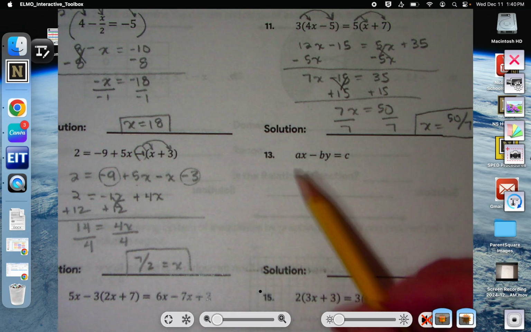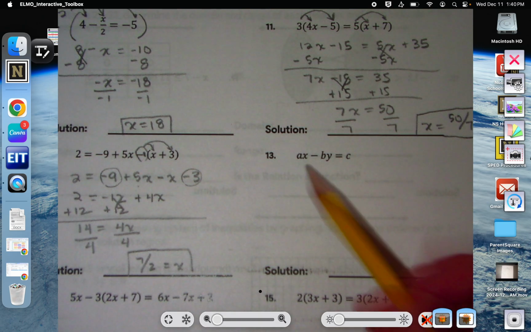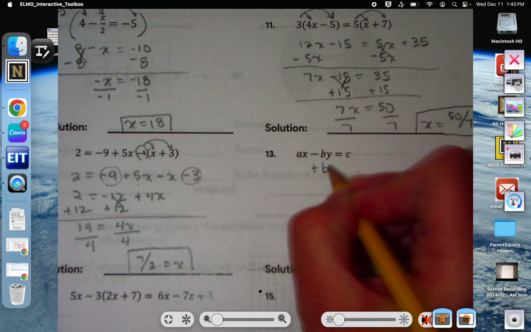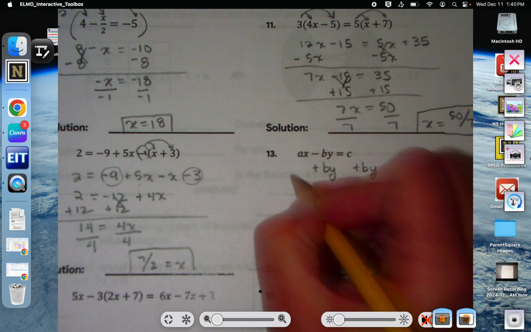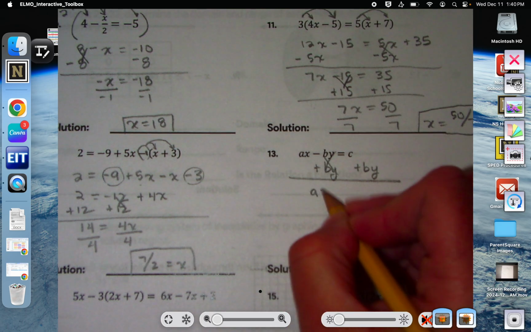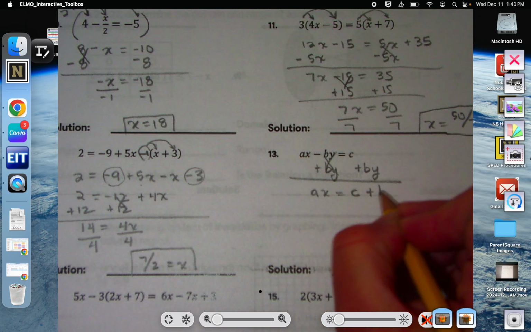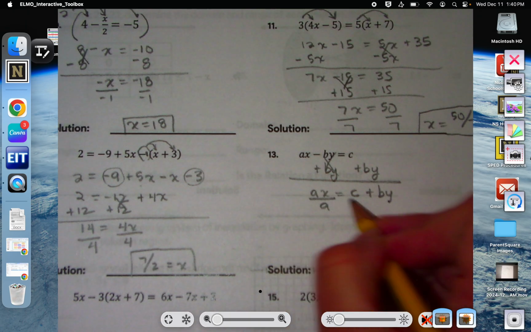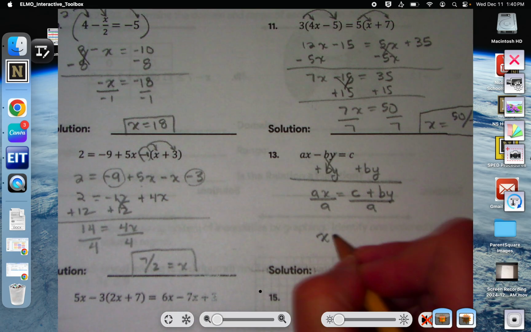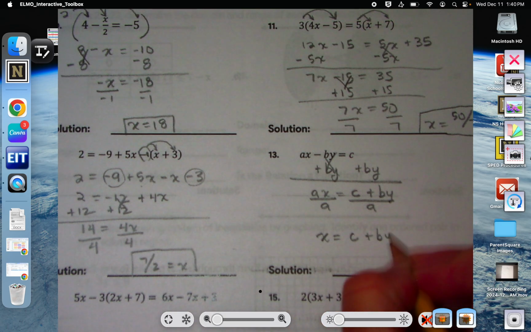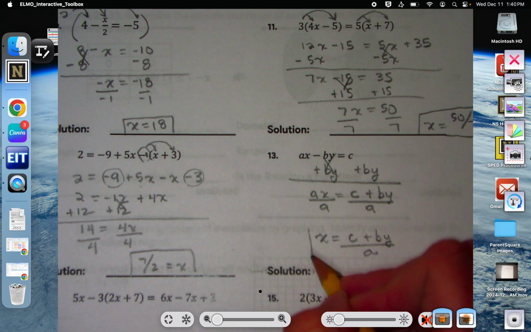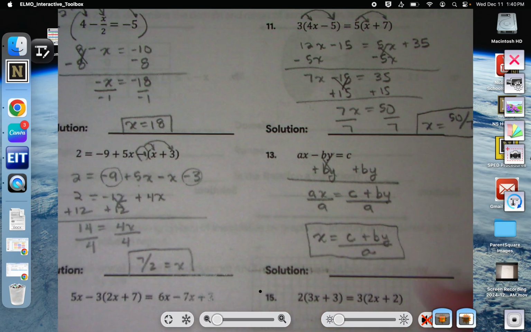Number 13, we're still trying to solve for x. So I'm just going to add by to both sides. And I have ax equals c plus by. Divide by a. X equals c plus by divided by a. It's one of those fun literal equations. We just use our inverse operations and we rearrange it until we get x by itself.